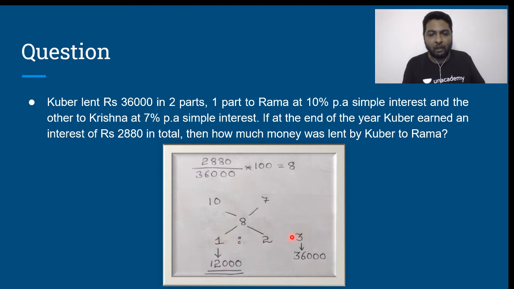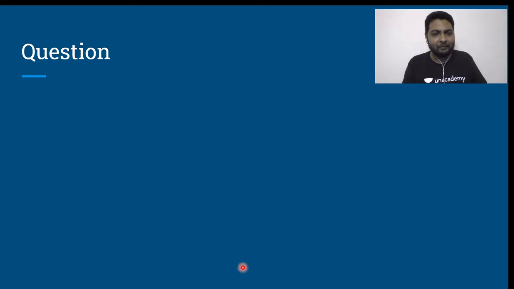1:2. If the total was 3 bags, 1 bag to Rama, 2 bags to Krishna. 3 bags has 36,000 rupees. That means 1 bag has 12,000 rupees. So how much money was lent to Rama? 12,000 rupees was lent to Rama. Is that clear? Interesting? Now let us see another question.